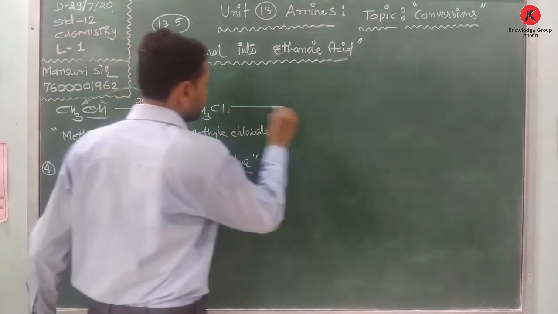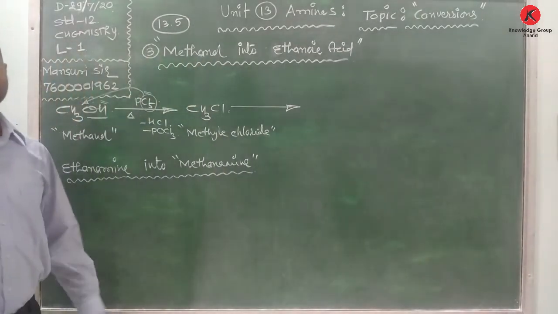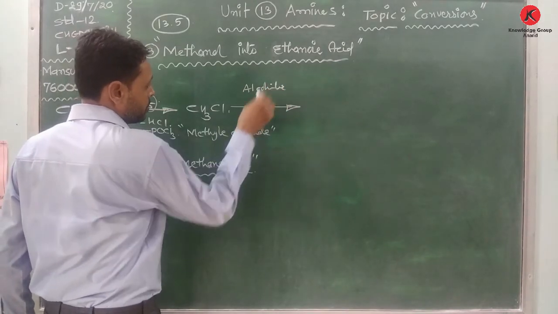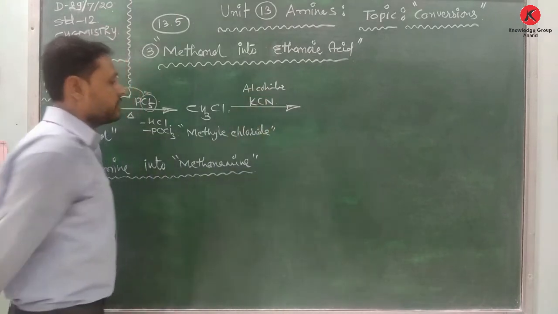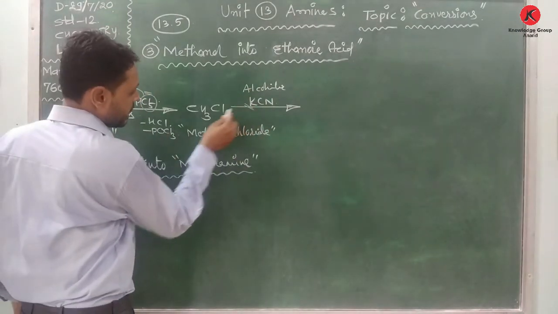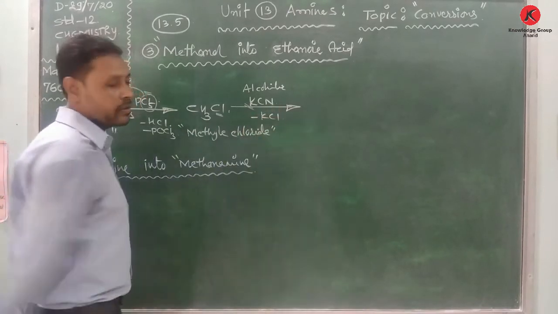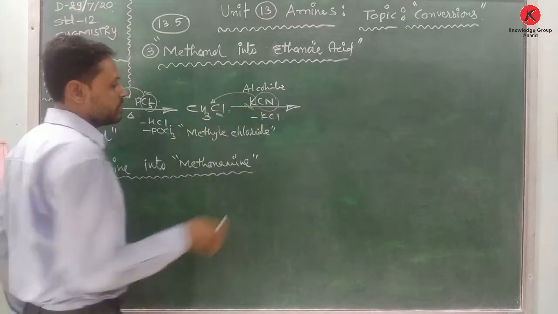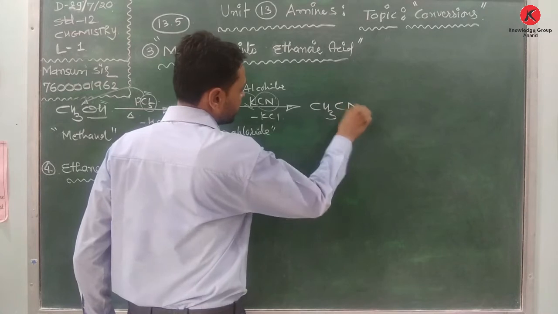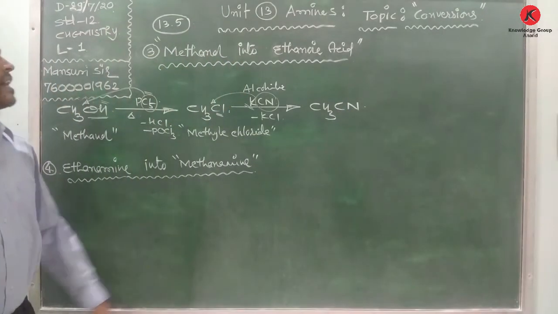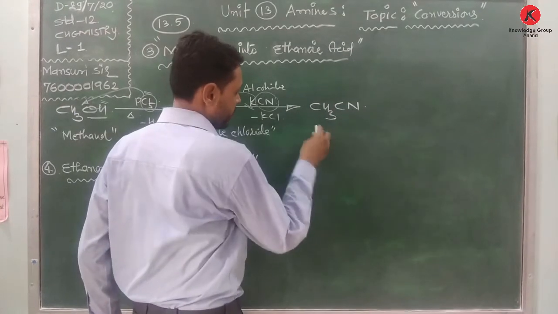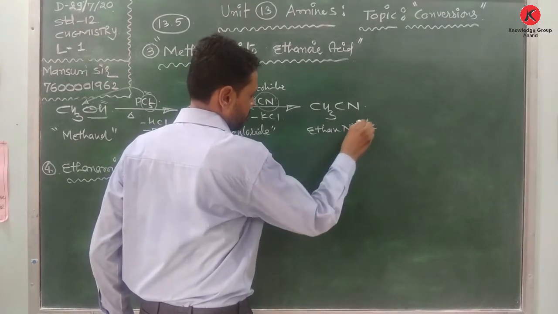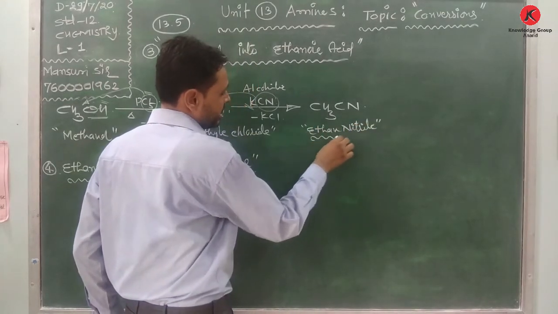After getting methyl chloride, when alcoholic KCN is given, then what will happen? This K removes with Cl, so KCl will go and cyanation will take place. So the cyano group will attach with methyl, giving CH3CN. This is ethane nitrile. So ethane nitrile is formed.